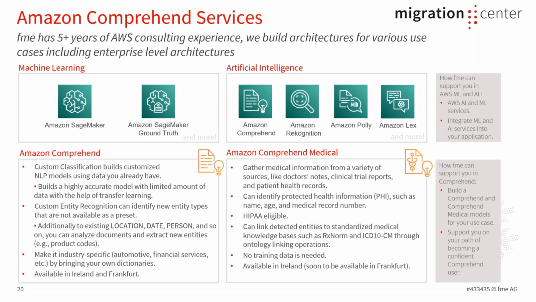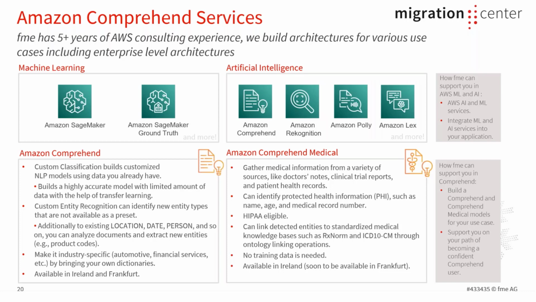There is Rekognition, which is a service that recognizes objects and text in images and photos. Also, there is a text-to-speech service called Polly, and there is Amazon Lex, which is what they use in Alexa. Alexa is basically Lex on steroids. Obviously, there are also many more services in artificial intelligence. That's a short introduction to that, and now let's talk about Amazon Comprehend.